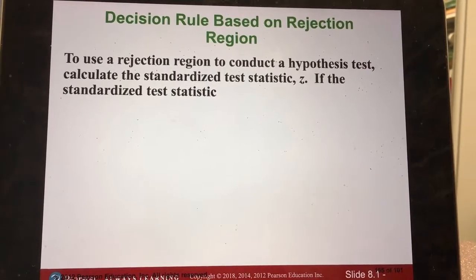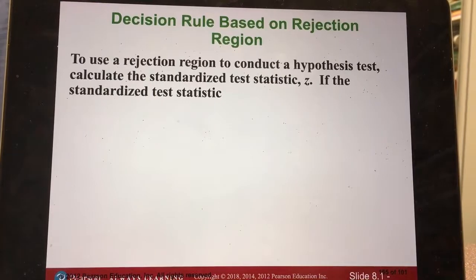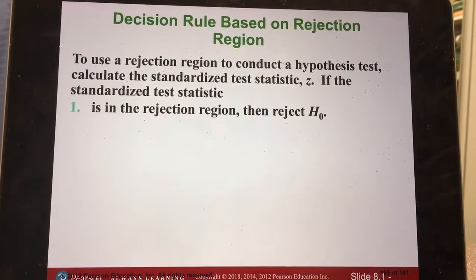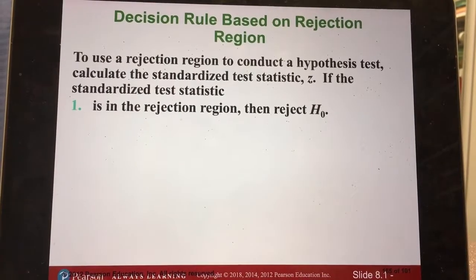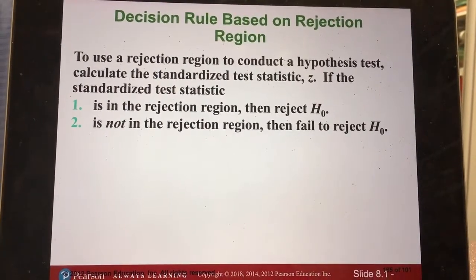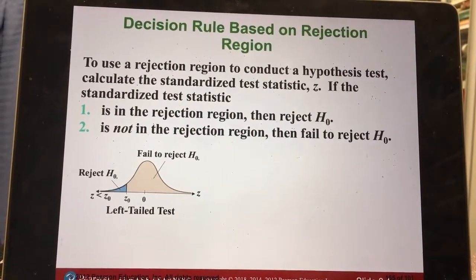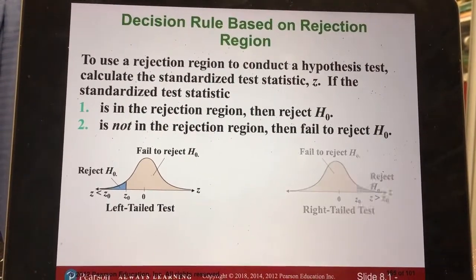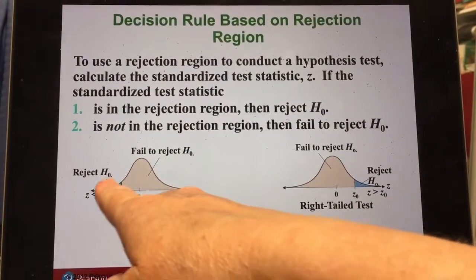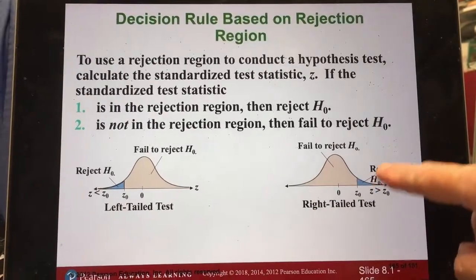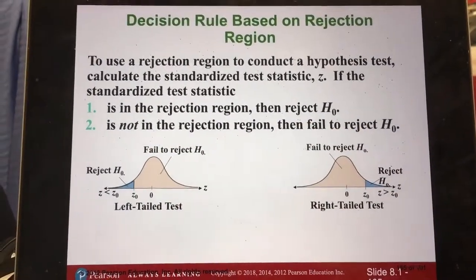Okay, to use a rejection region to conduct a hypothesis test, calculate the standardized test statistic Z. If the standardized test statistic is in the rejection region, then we reject H sub 0. If it's not in the rejection region, then we fail to reject H sub 0. So there's our rejection region in blue. If the test statistic winds up in here, we reject H sub 0. If it winds up over here, we fail to reject H sub 0.